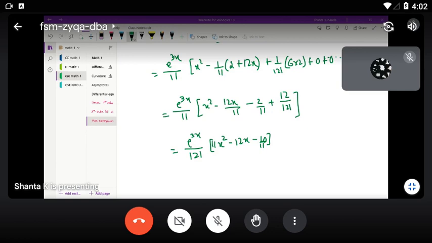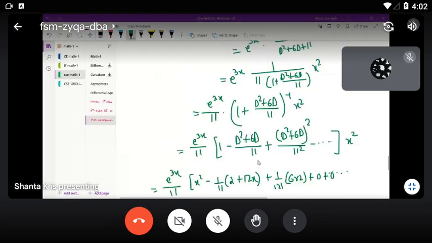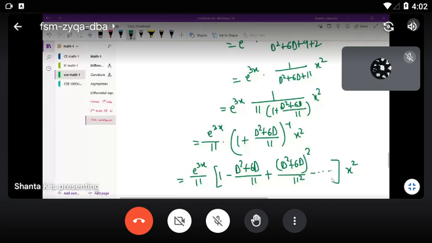Excuse me, ma'am. Ma'am, will you please explain from the binomial expansion step in this question? This one, here I did the binomial expansion. Yes, ma'am. From this, will you please explain the binomial expansion again?